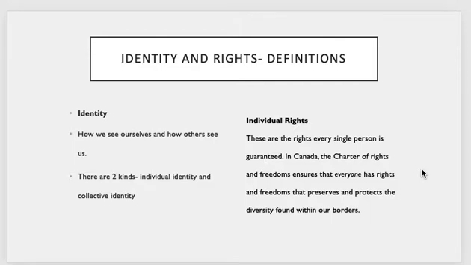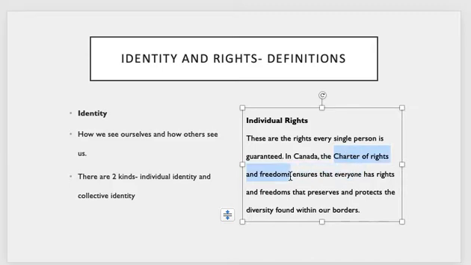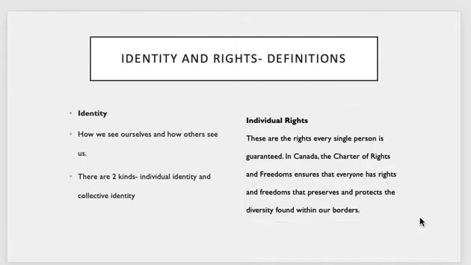Individual rights, these are rights that every single person is guaranteed. In Canada, the Charter of Rights and Freedoms ensures that everyone has rights and freedoms that preserve and protect the diversity found within our borders. So basically, rights are what's guaranteed to people, and in Canada, we have the Charter of Rights and Freedoms. This is a piece of legislation that protects those. So if anyone tries to take them away, we say, no, we have this document. And that's actually where we're trying to get to.